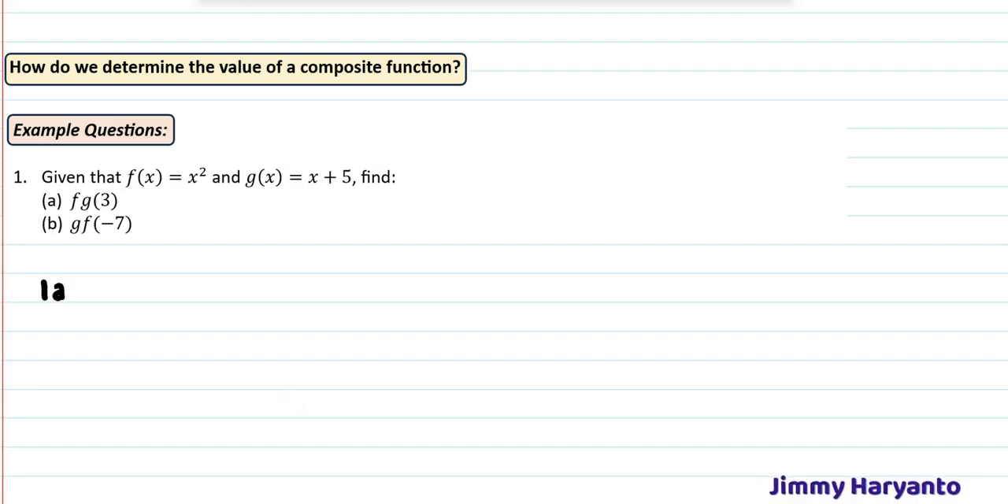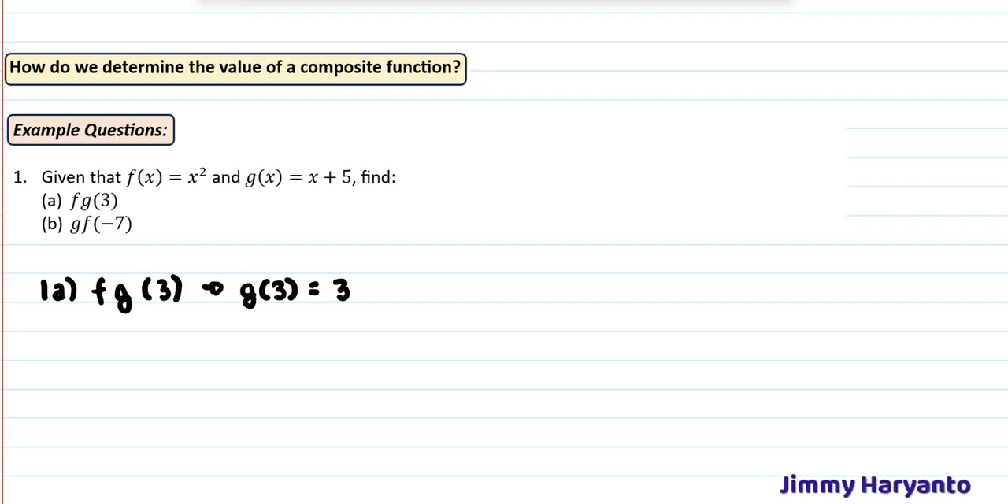So for question 1a, the question wants you to find the value of fg3. Keep in mind that fg means the first function is g and the second function is f. That means to calculate this, we have to find the value of g3 first. g3 means replace the value of x by 3, because it's x plus 5. That means we can replace the x by 3 and then we have the result of 8 for g3.